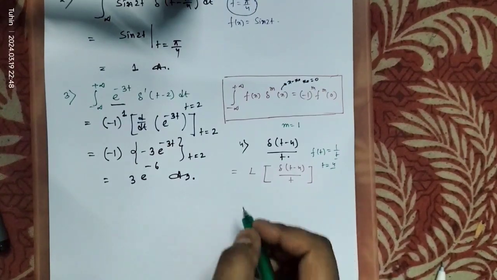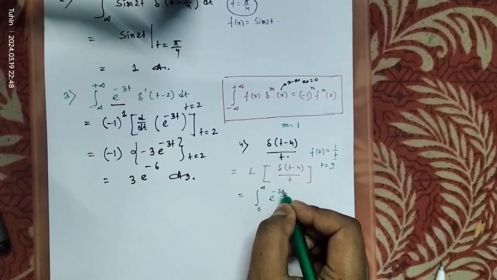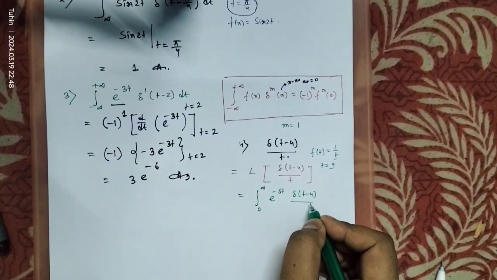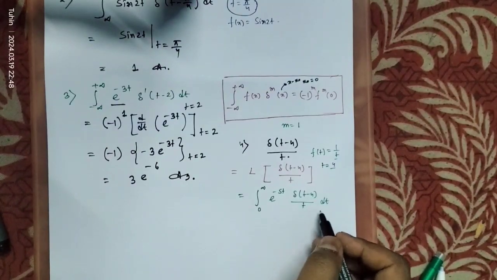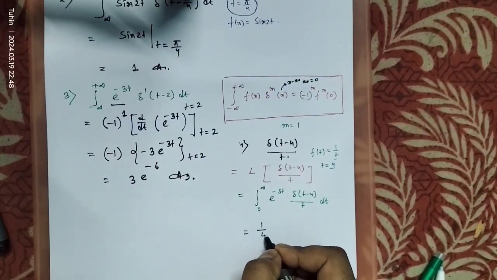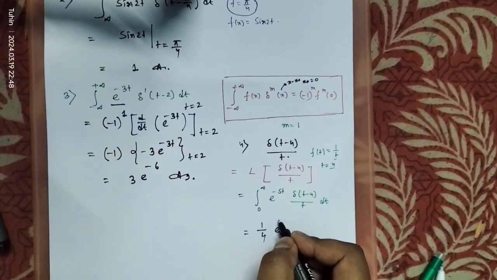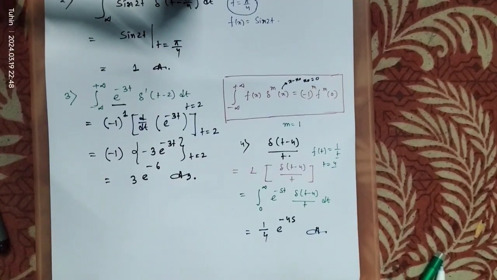Now expand this. So you will get integral from 0 to infinity e to the power minus st for the Laplace transform, and delta of t minus 4 by t into dt. Now see, it's solved already. 1 by t, t minus 4, t equal to 4, so substitute that value, so 1 by 4, and e to the power minus st, substitute the value of t, e to the power minus 4s. This is the answer. Very simple.